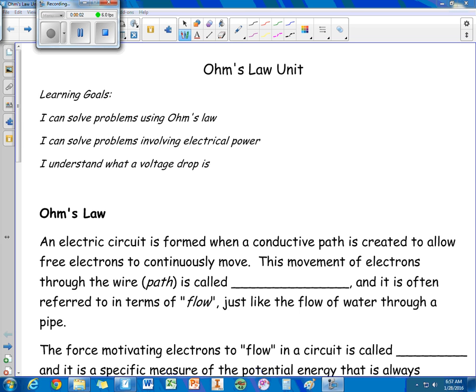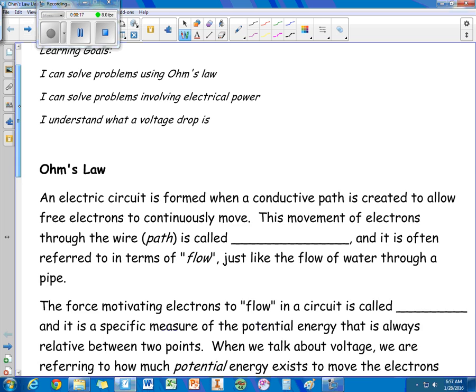Okay, this is video 1 for the Ohm's Law unit notes. In this unit, I want you to be able to solve problems using Ohm's Law. I want you to solve problems involving electrical power and understand what voltage drops are. Okay, so let's go ahead and get started.